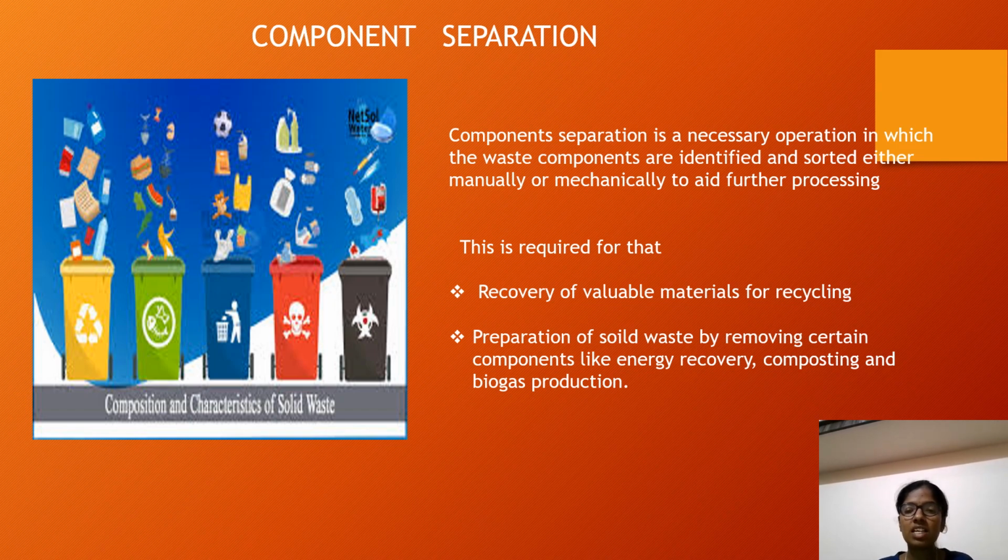Component separation is a necessary operation in which the waste components are identified and sorted either manually or mechanically to aid further processing. This is required for the recovery of valuable materials for recycling, and for the preparation of the solid waste by the removal of certain components for energy recovery, composting, and biogas production.